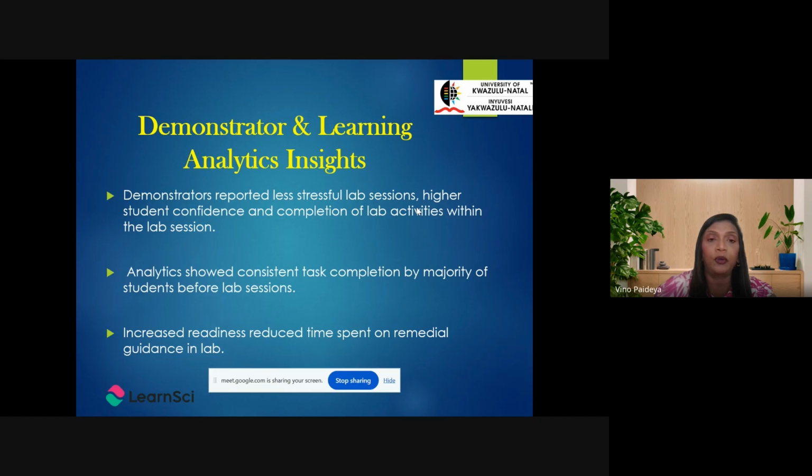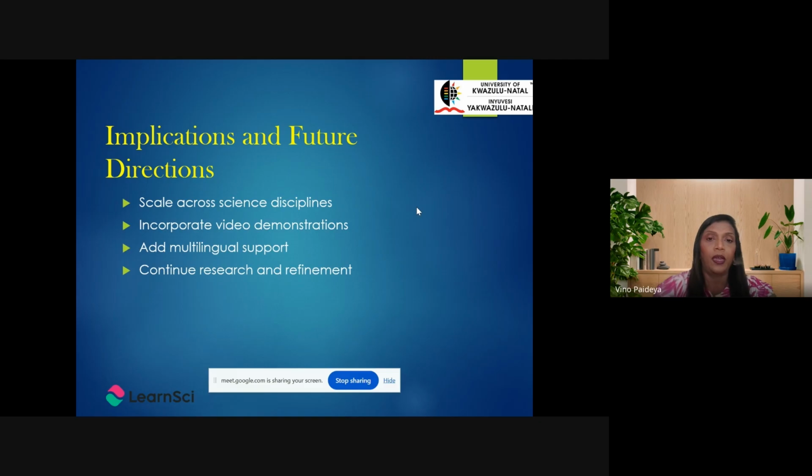Yeah, and so you can see that the demonstrators also felt that there was not 100% dependence on them now that we were using the lab sims and the smart worksheets. So, implications and future directions.